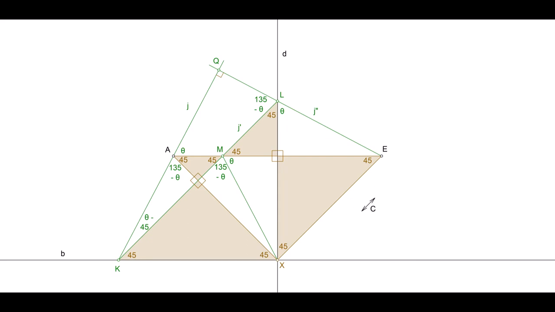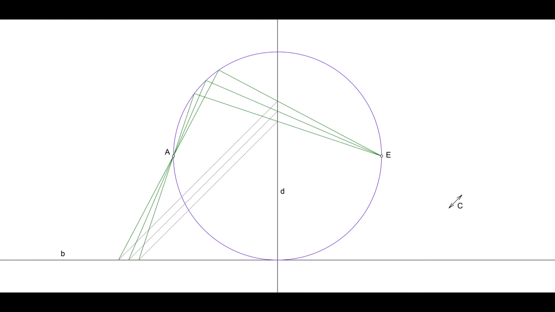The thetas cancel out, meaning it doesn't matter what angle you choose. In other words, in this setup, projective lines in A and E are always perpendicular. And that makes the locus of Q a circle. This is presupposed here as relatively well known, related as it is to one of the theorems of Thales.